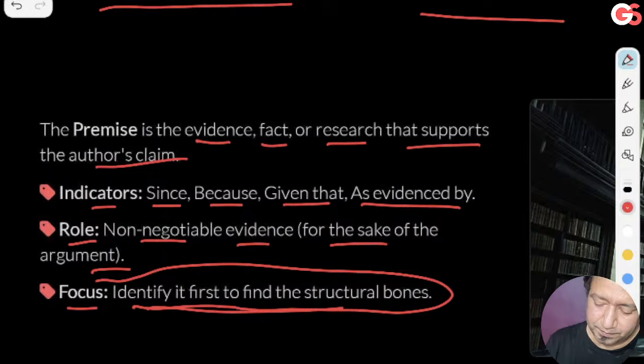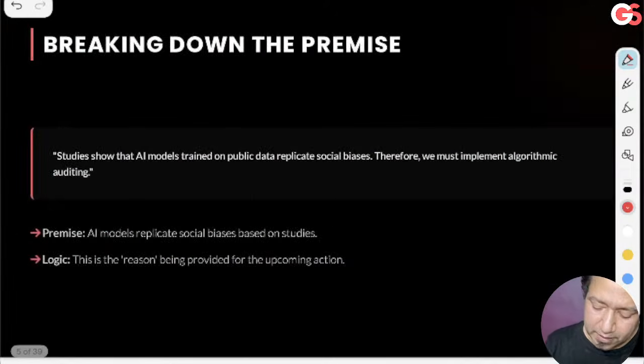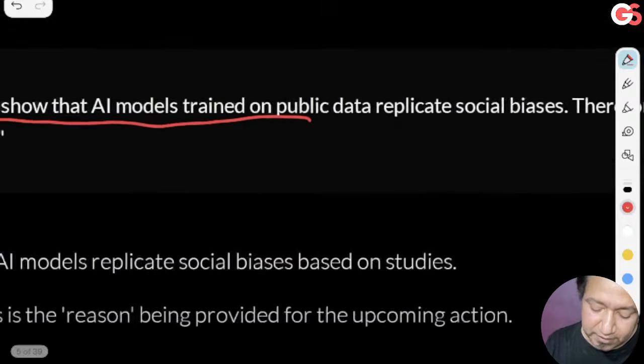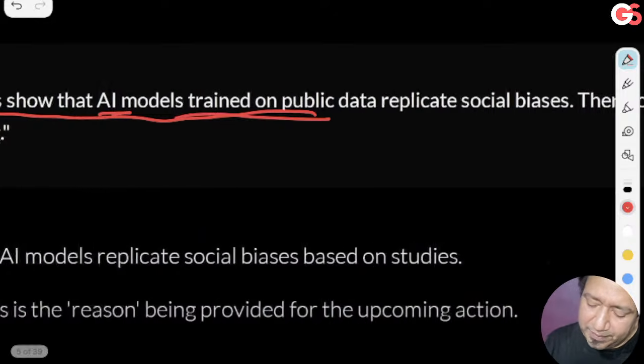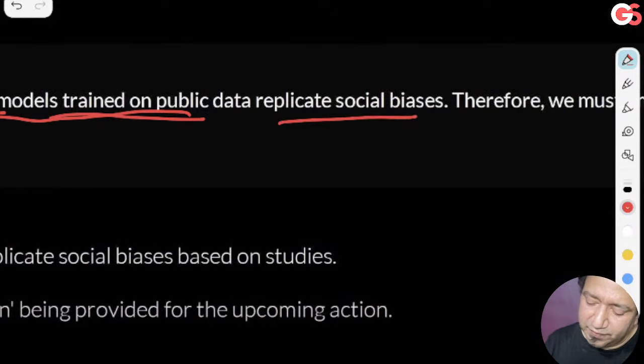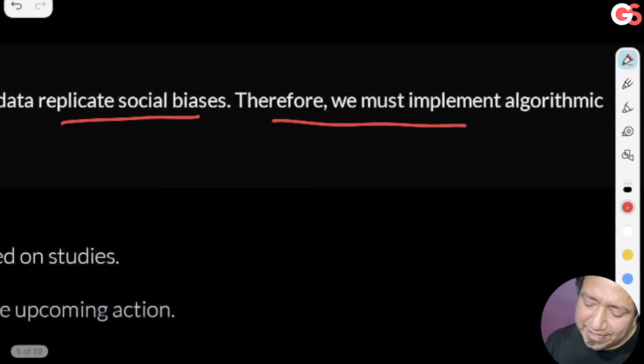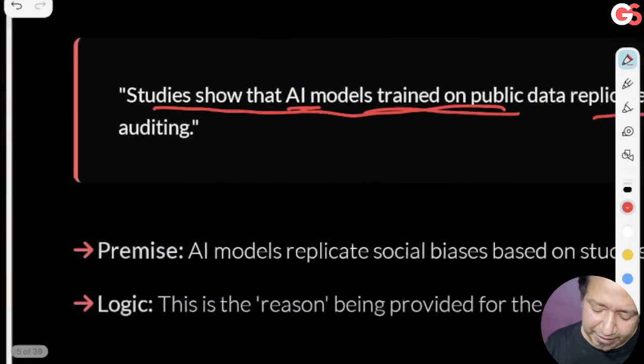Now, breaking down the premise. So I have given a statement here: studies show that AI models trained on public data replicate social biases. Therefore, we must implement algorithmic auditing.